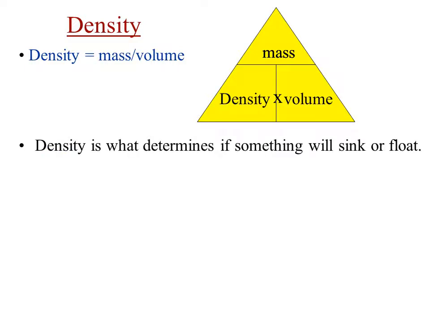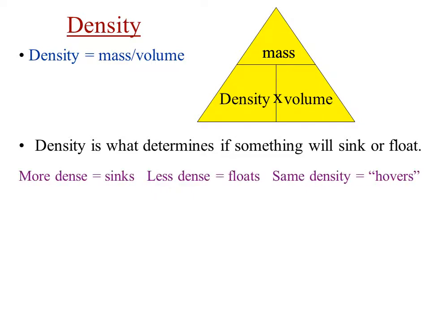So that's the density. Now what does density tell us? Well, it determines if something will sink or float in another substance. So if something sinks or floats in water, it has a density greater than or less than 1. If it sinks or floats in air, it has a density greater than or less than the density of air, which is around 1.2 or something like that. So if it's more dense, it's going to sink in the substance. If it's less dense, it floats. If they have the same densities, it's going to hover somewhere in the middle.